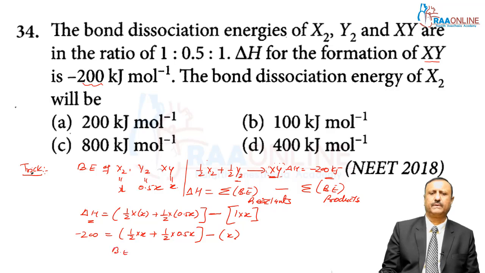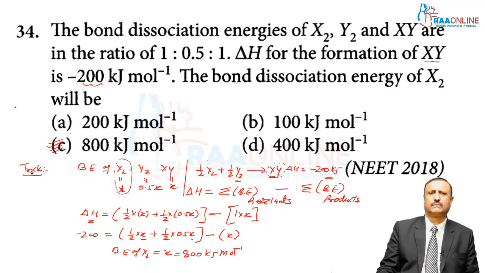So the bond enthalpy of X2 is X, and this X is obtained by these equations, and you can get 800 kilojoule per mole. So my dear students, this is your answer, 800 kilojoule per mole.